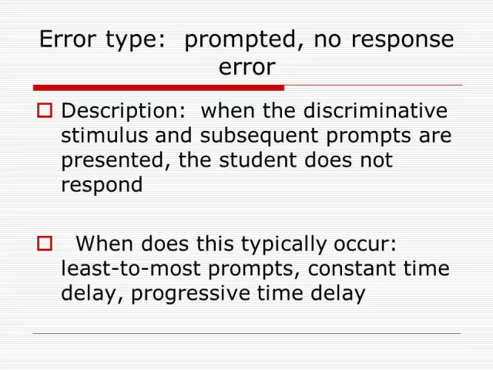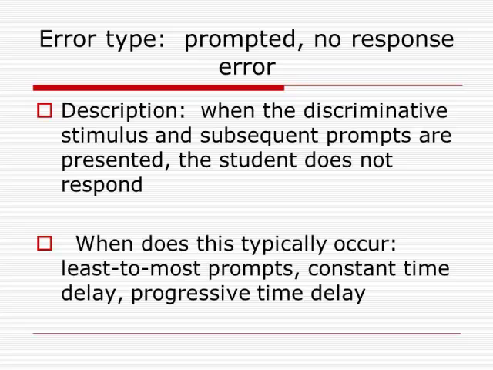The teacher is using a constant time delay. So we talked about this in class. A constant time delay is when you have one prompt that you're using that should get the job done. It's called the controlling prompt, and we're going to discuss this in more detail. But you're waiting a certain amount of time, and you're always waiting the same amount of time before you're giving that prompt. So here the teacher's using a constant time delay.